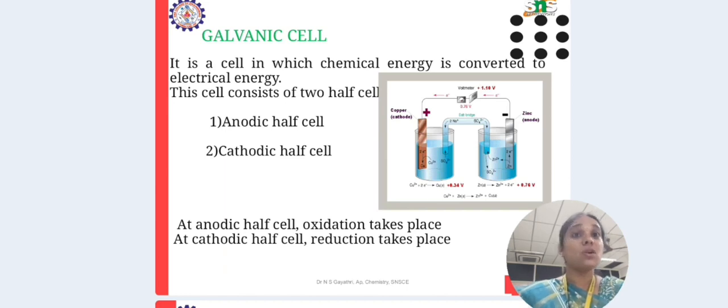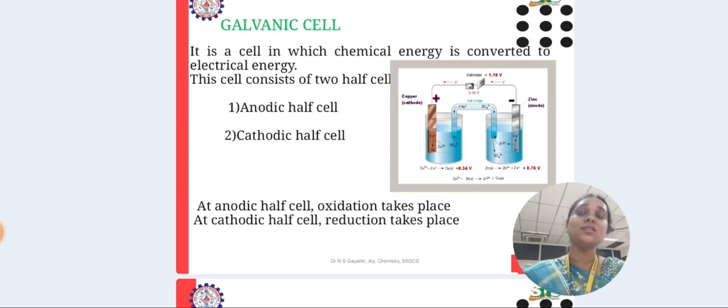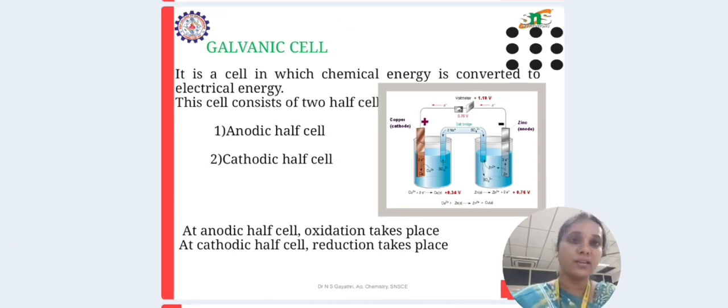Galvanic cell is also called an electrochemical cell. We have already said electrochemistry has two conversions. The first conversion is chemical energy converted to electrical energy, and the second is electrical energy converted to chemical energy. The best example for the first conversion is the galvanic cell, in which chemical energy is converted to electrical energy.